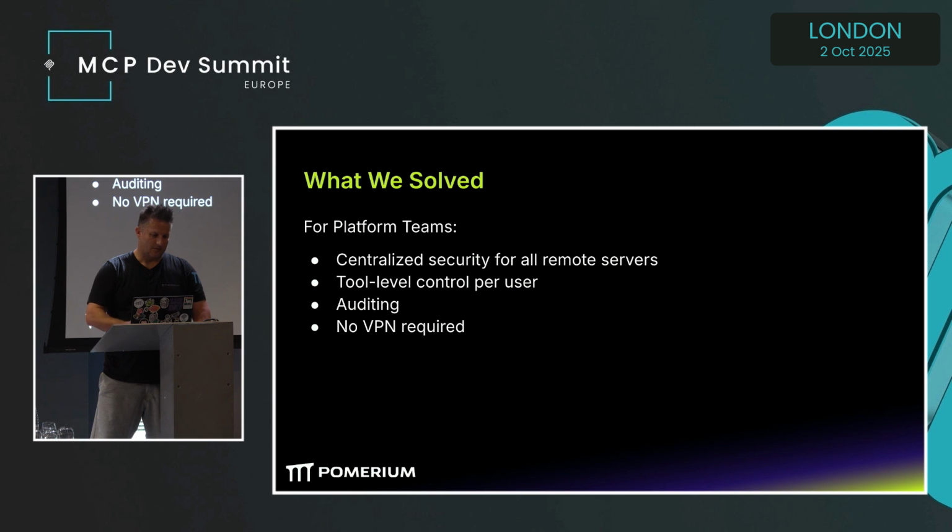And for platform teams, I don't work at an AI company. The identity-aware proxy just secures internal resources in general. It just happens to fit well with MCP because it's at layer 7, HTTP. But you can get this uniform security posture across any apps, including your remote MCP servers. You saw the tool-level control per user, at least. That's the red when they try to create the repo. You get auditing out of the box, and you don't need a VPN.